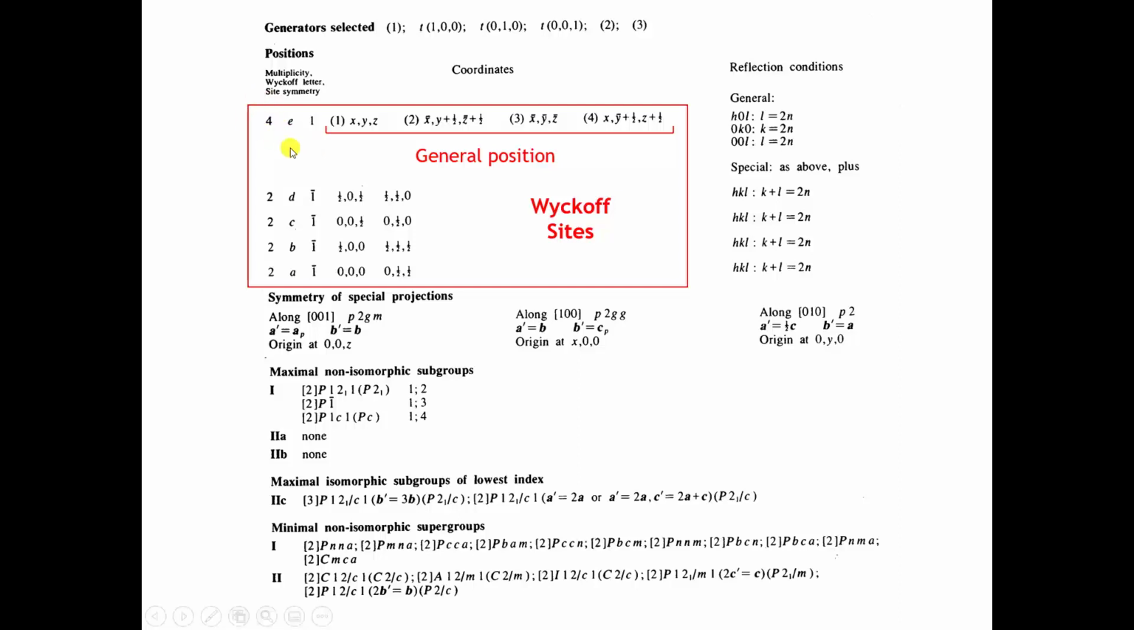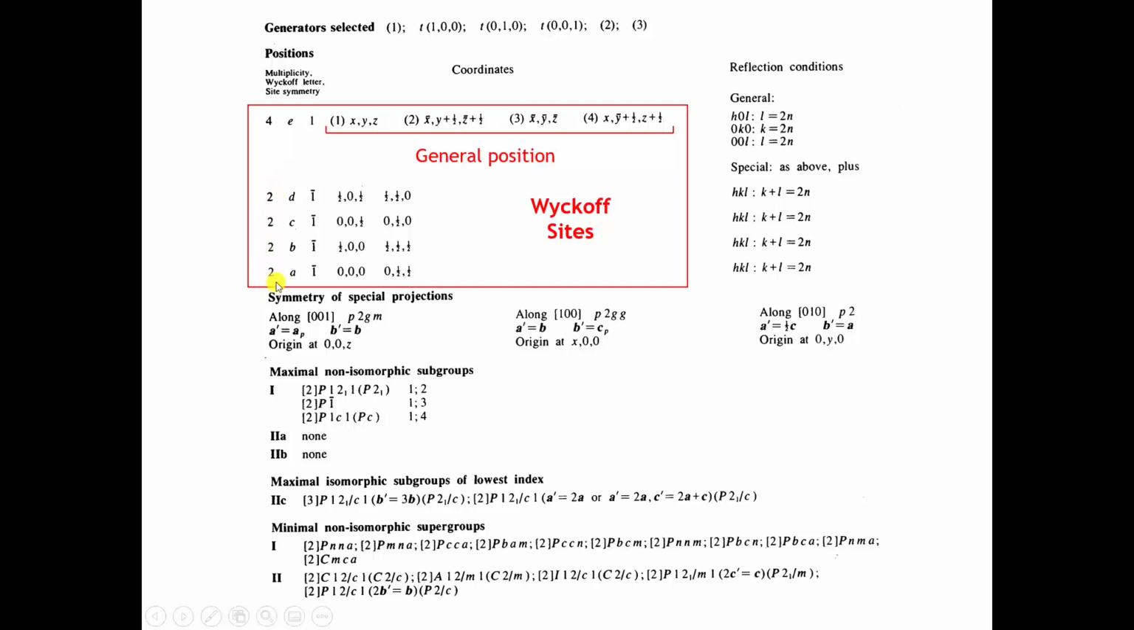Well, the 4 is the multiplicity. So this site, the general position, tells us that if we were to plop an atom into that unit cell, just at some arbitrary place, not on any particular symmetry element, we are going to generate 3 additional atoms. This atom is the one that would be generated by the 2-1 screw. This would be the coordinates of the atom generated by the inversion center. And this one would be the coordinates of the atom generated by the C glide.